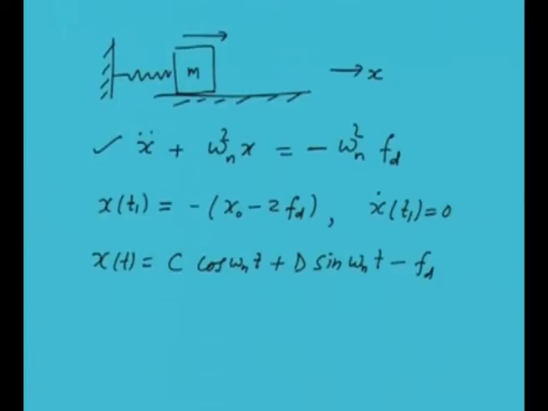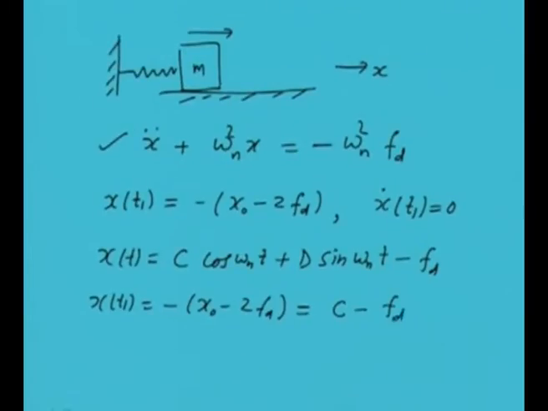So it is a superposition of the harmonic component and the constant term. If we apply the first boundary condition, we get x(t1) equal to minus x naught plus Fd equal to C, then minus Fd, the second term will be 0. So C we will get from here, this will be minus 3 Fd.